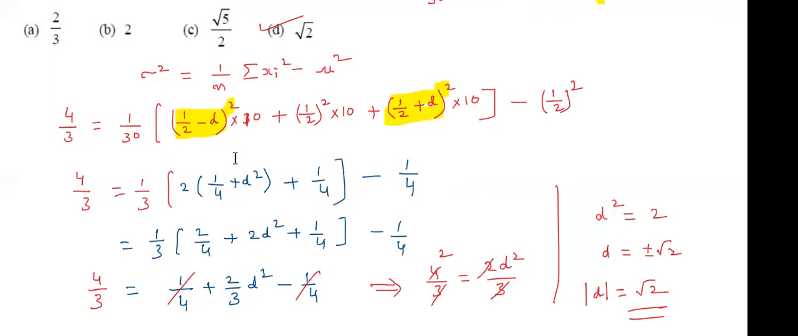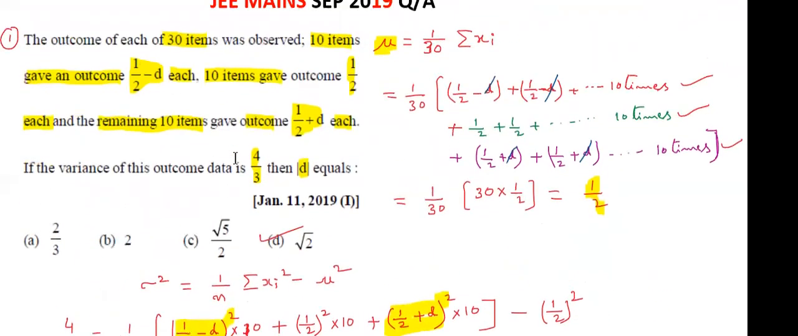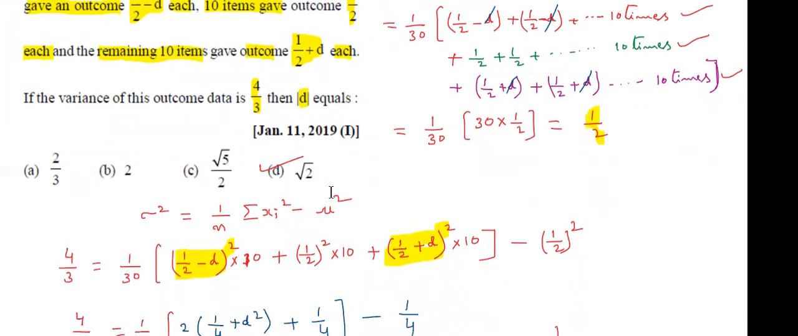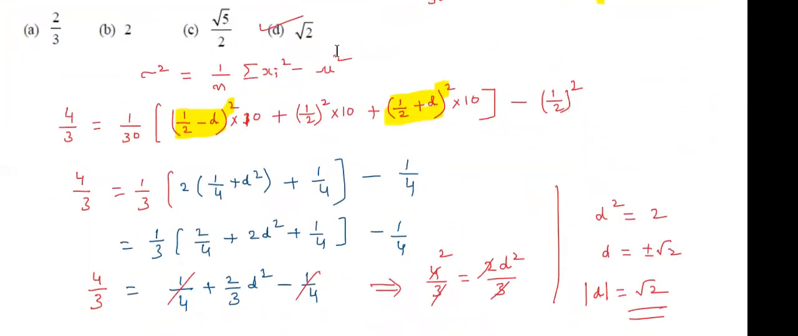Read the question carefully. Each observation is repeated 10 times, and those 3 types of observations are there, each one repeated 10 times. Okay, right? So I'm going to another problem, students.